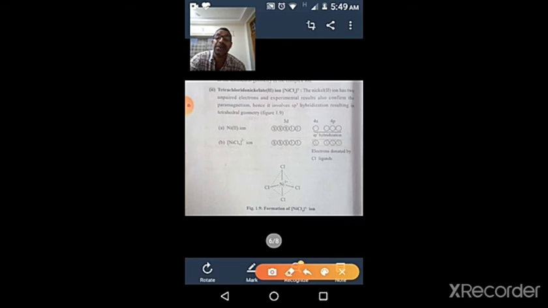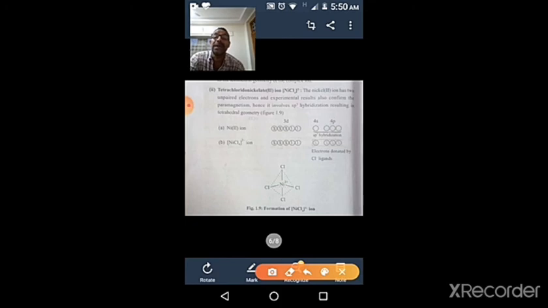Due to this hybridization, the four sp3 orbitals arrange tetrahedrally around the central metal atom. These four sp3 orbitals overlap with the four chlorine atoms' filled orbitals. Due to this overlapping of filled orbitals of chloride ligands and vacant sp3 orbitals of nickel ion, there are four coordination bonds taking place between chloride and nickel. Four ligand to metal bonds.